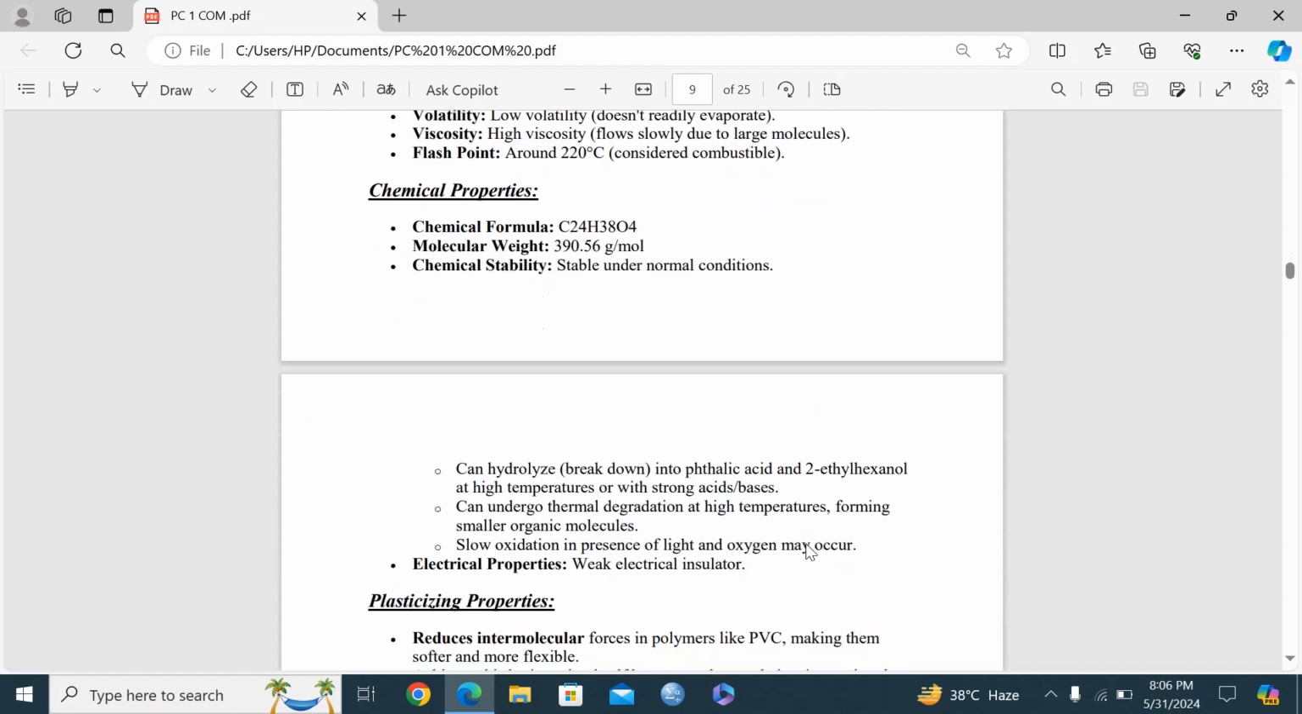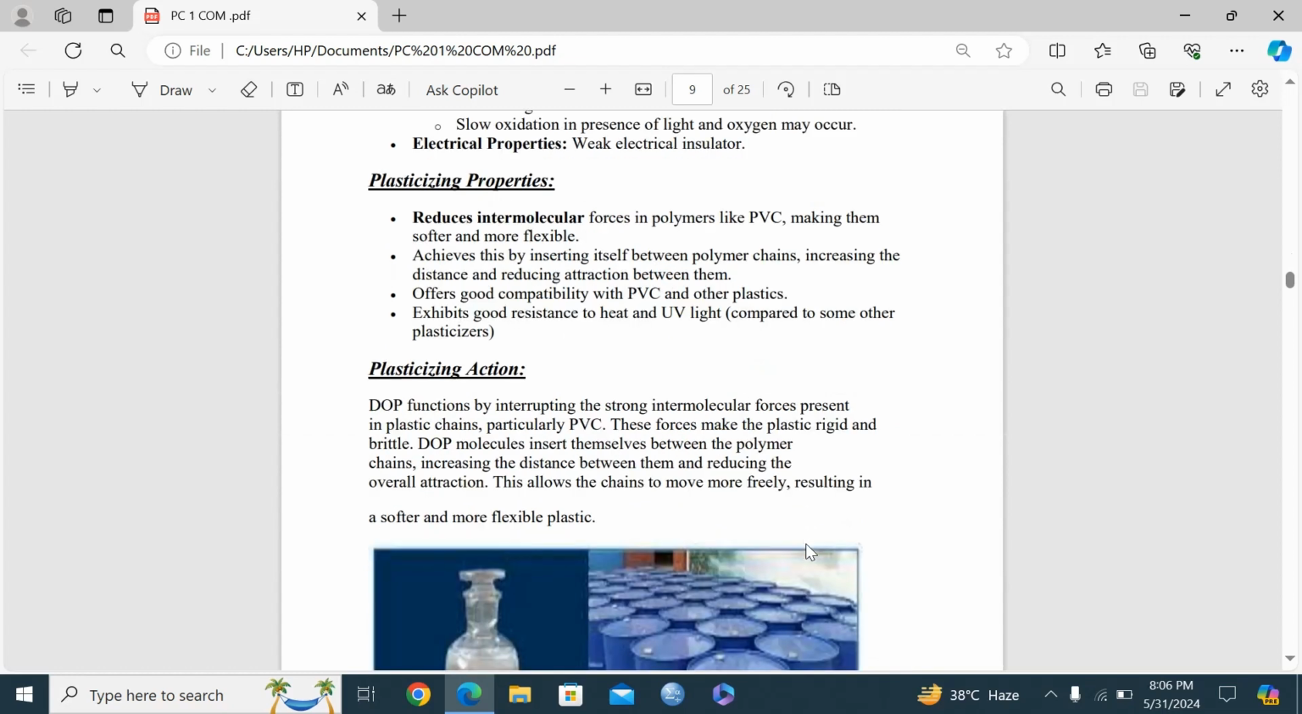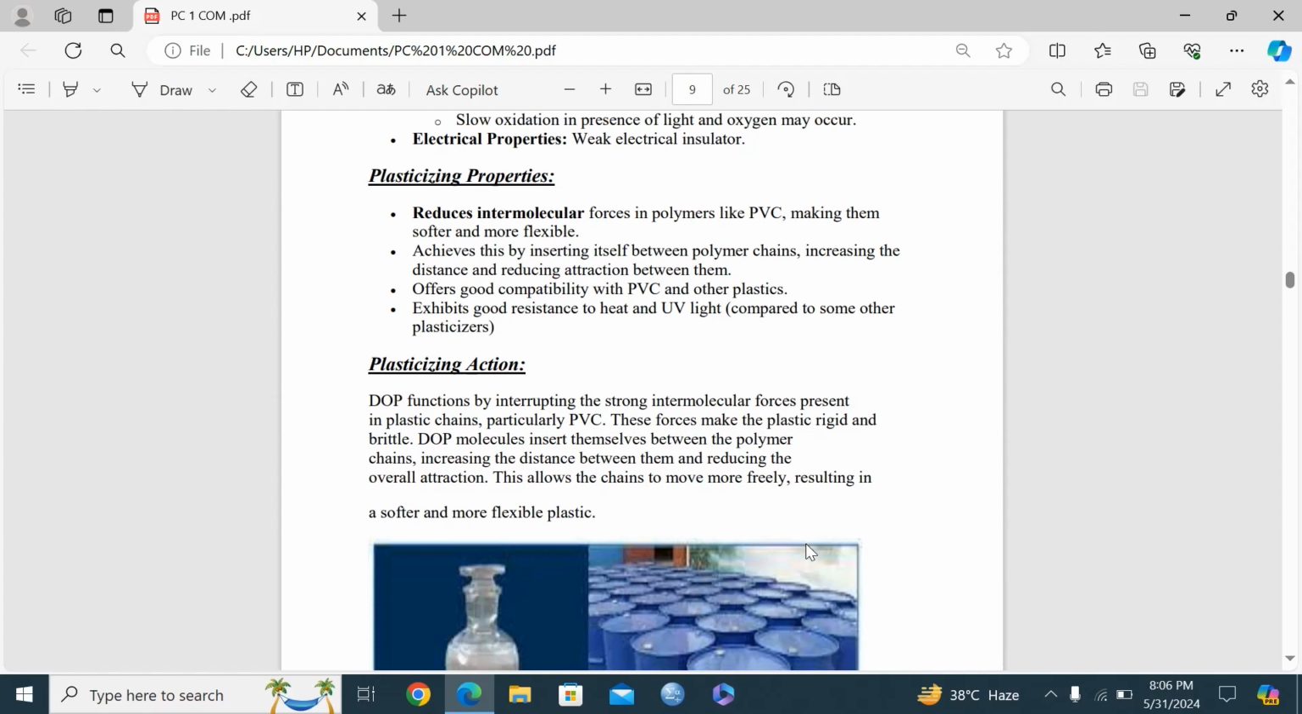Chemical properties. Chemical formula C24H38O4. Molecular weight 390.56. Chemical stability: stable under normal conditions. Electrical properties: weak electrical insulator. Plasticizing properties: reduces intermolecular forces in polymers like PVC, making them softer and more flexible. It achieves this by inserting itself between polymer chains, increasing the distance and reducing attraction between them. Exhibits good resistance to heat and UV light.